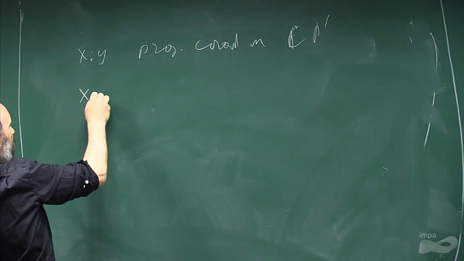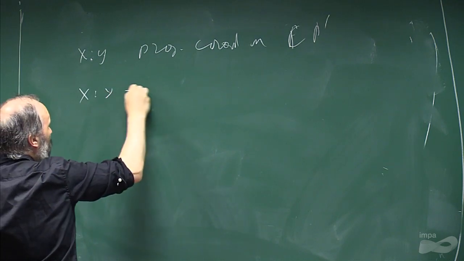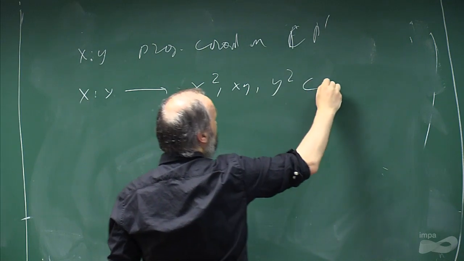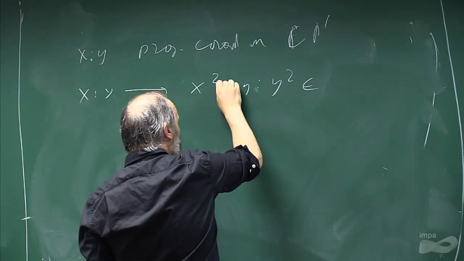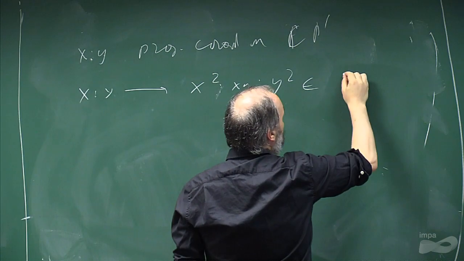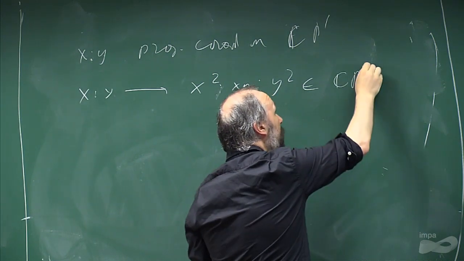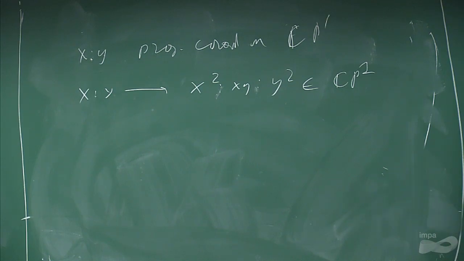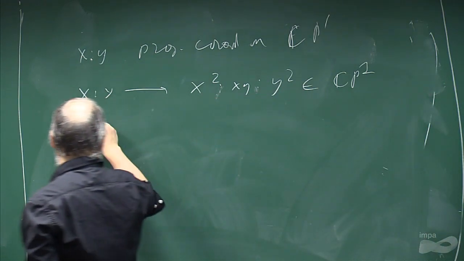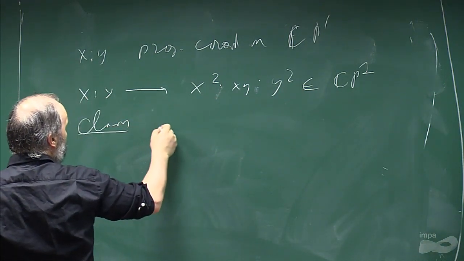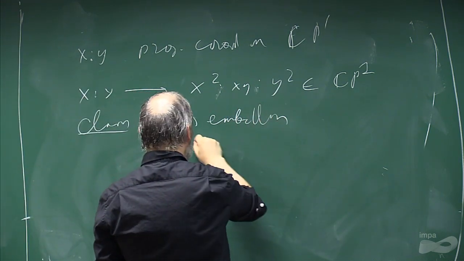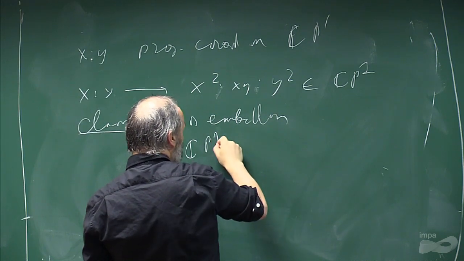Okay, then you put the point (x, y) to the point (x^2, xy, y^2) with these projective coordinates in CP2. This is called the Veronese map. Well, there are more Veronese maps, but what I claim, and it was proven last time, I'm not going to repeat the proof, this is an embedding from CP1 to CP2.